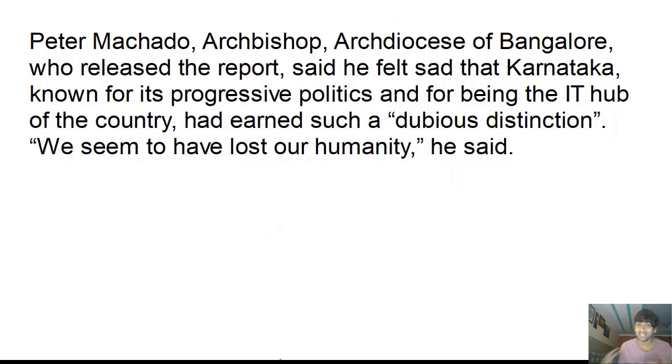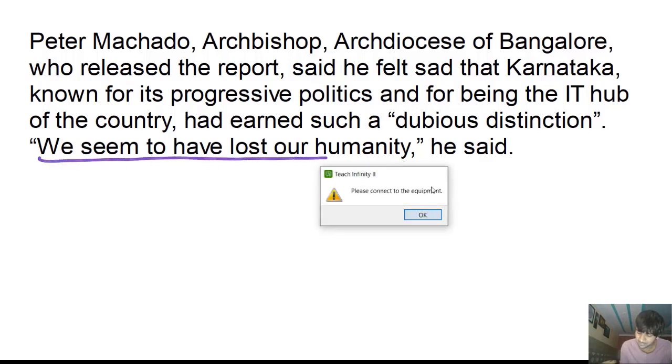So this is a complex sentence, right? It has multiple clauses, one independent clause and maybe two types of dependent clauses. All right. Next sentence. We seem to have lost our humanity, he said.